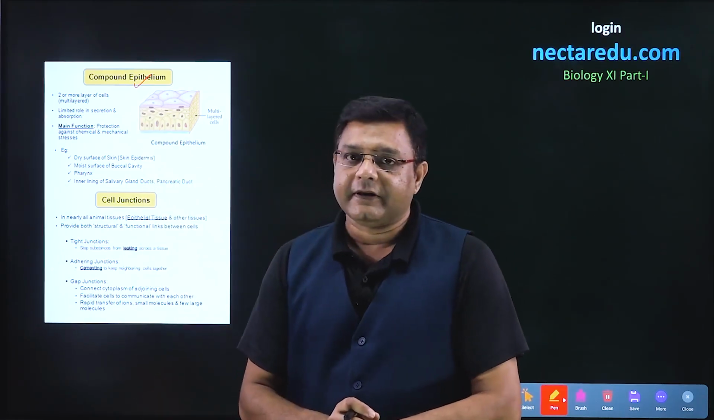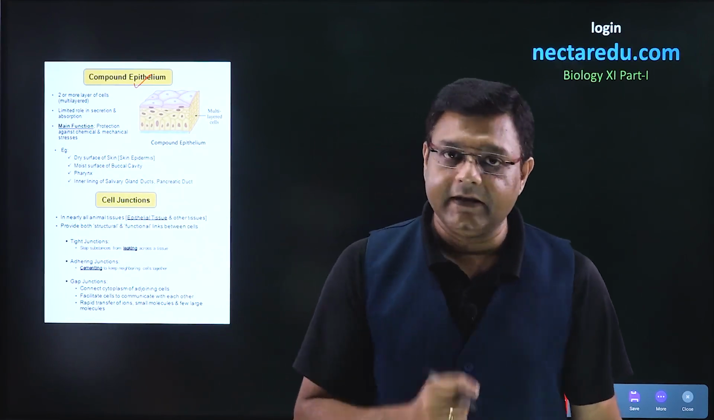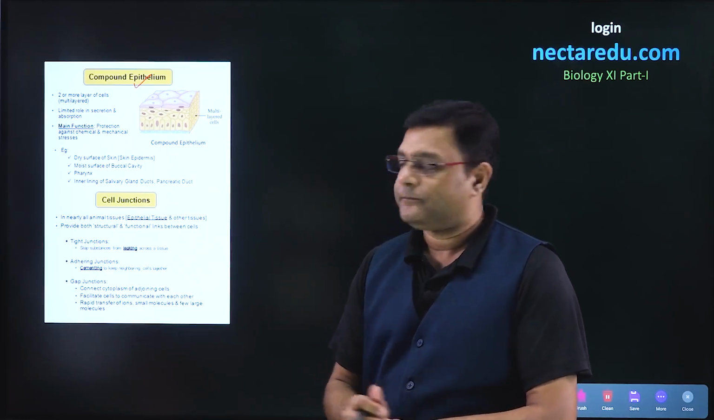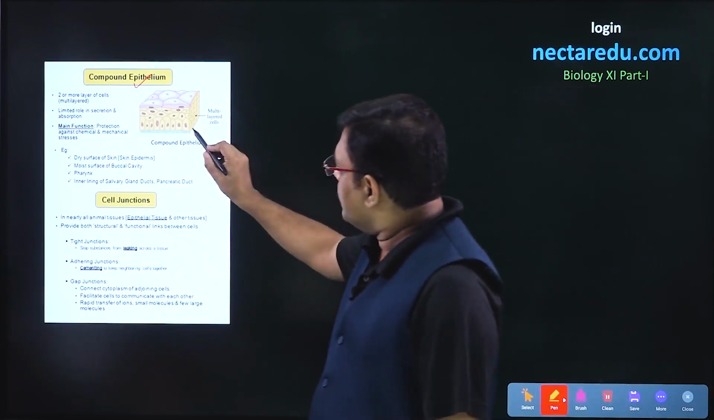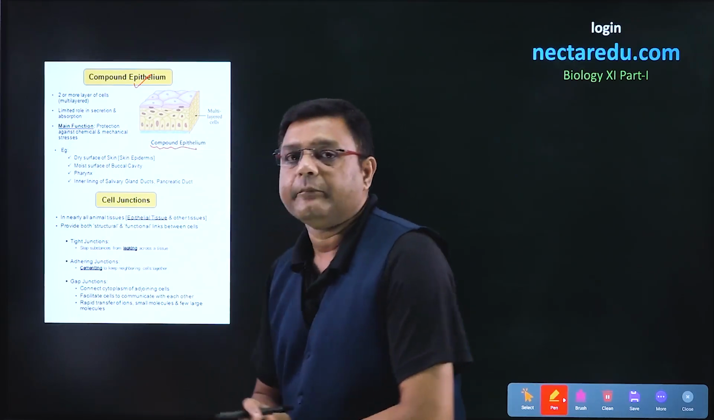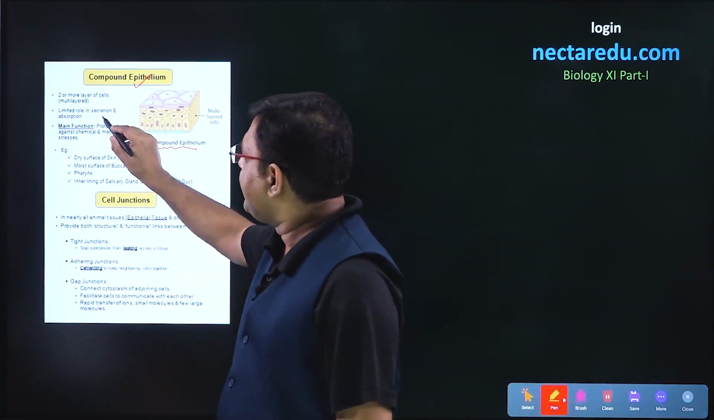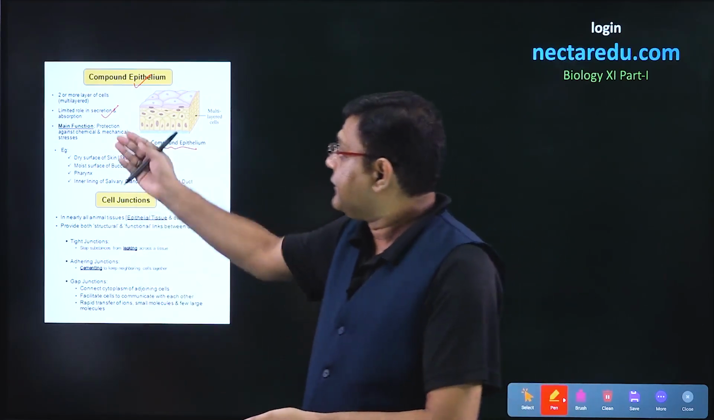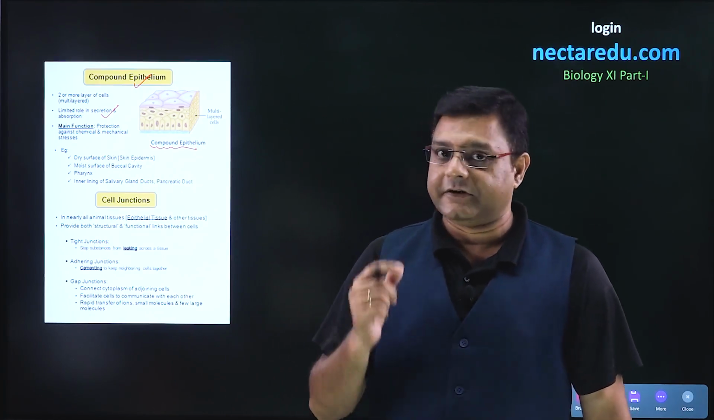Compared to compound epithelium, simple epithelium had just a single layer of cells, but here there will be multiple layers present. The diagram we can very well see here. Here, more than one layer of cells is present, and that is why this is an example of compound epithelium. Compound epithelium has a limited role in secretion and absorption. Its main function is protection against chemical and mechanical stresses.